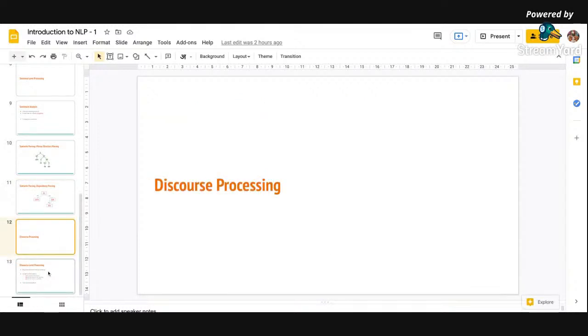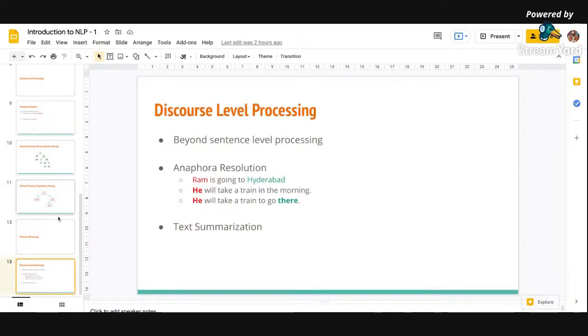When we talk about discourse level processing, we do analysis beyond the sentence level. One example is anaphora resolution, where we identify pronouns and try to match them with the corresponding nouns in the previous sentences. Similarly, another example is text summarization. We take a big chunk of text and summarize it into a few words or a few phrases and sentences.